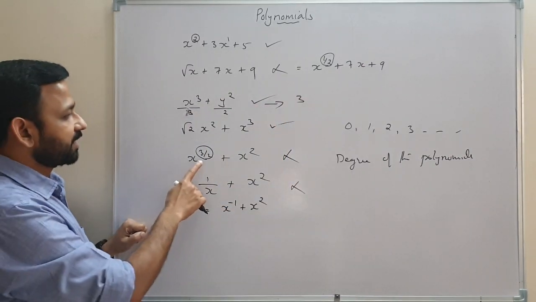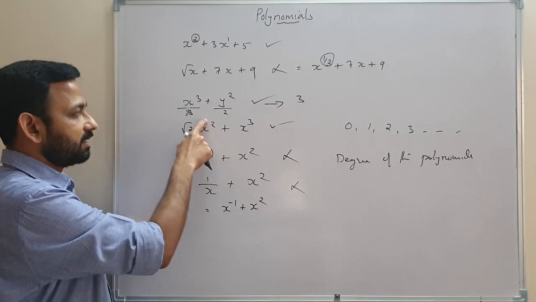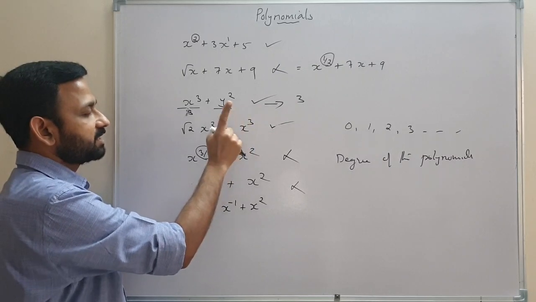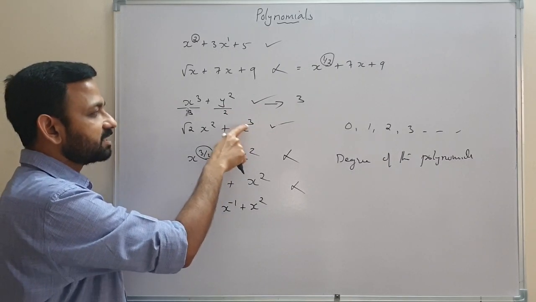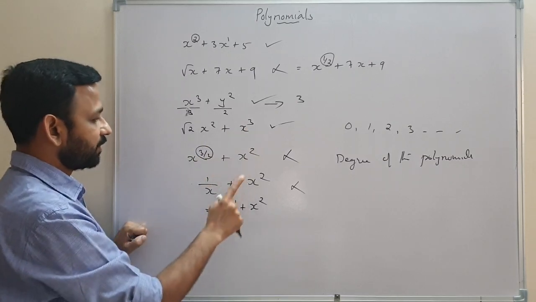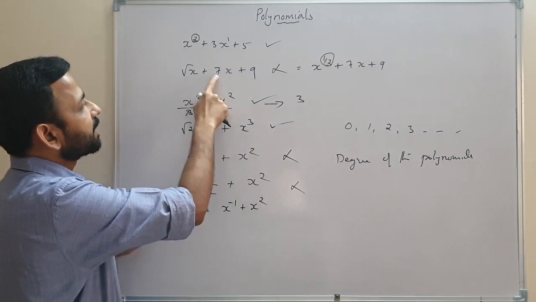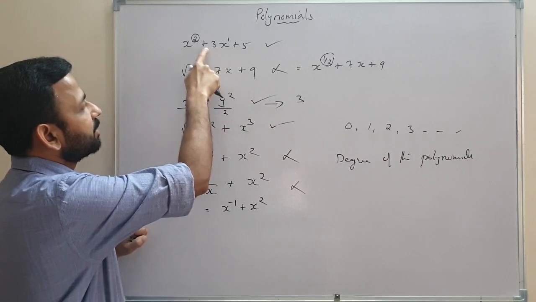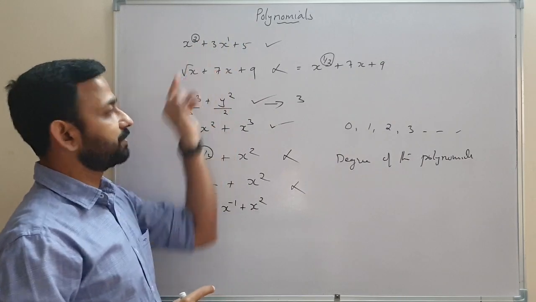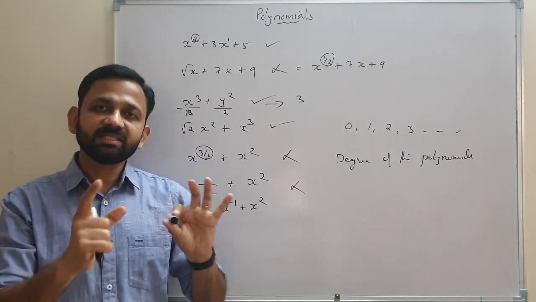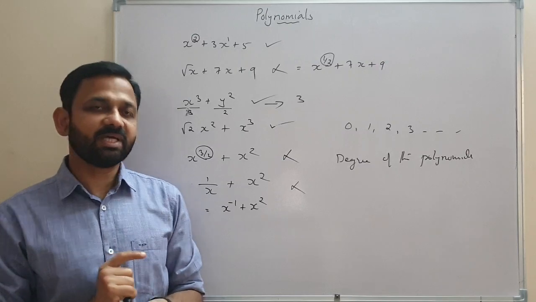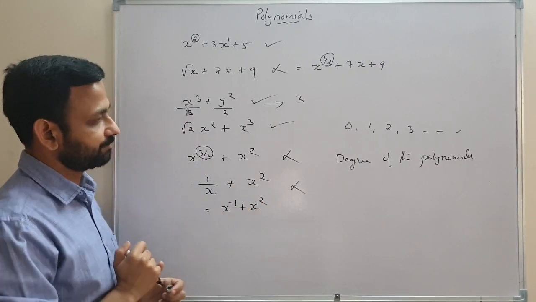And similarly, this is a polynomial. Here the power of the variable is 2 and 3, so the highest degree is 3. So the degree of this polynomial is 3. This is not a polynomial, and here also not a polynomial. Here the degree is 2, here 1, so the degree of this polynomial is 2. So degree means the highest degree of the terms or the highest power of the variables. That is the degree of the polynomial.